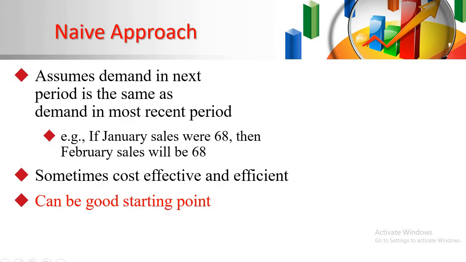So first is the naive approach. Naive approach is a pretty simple approach that is followed by a kirana store or small scale industries and all that. In this method, you just estimate your sales based on your wish, which means if January sales is 68, February sales will also be 68. This is a very simple method, and of course this is the most lamest way of forecasting, because it has a lot of errors in it.